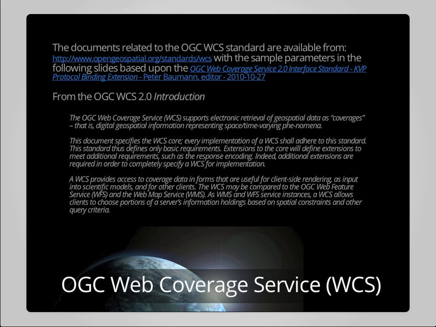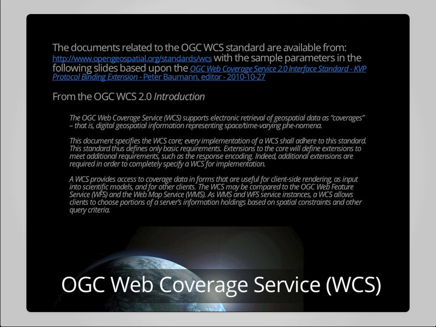So let's move on now to the OGC Web Coverage Service, which, like Web Feature Service, is a service standard for the delivery of data, but in this case, Web Coverage Services, as is discussed in the introduction text from the OGC WCS 2.0 introduction, is designed for the retrieval of geospatial data as coverages. As they say, a digital representation of information representing space-time varying phenomena.